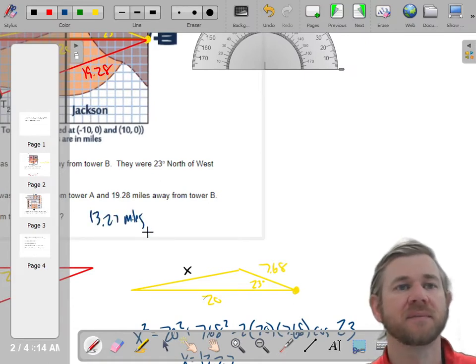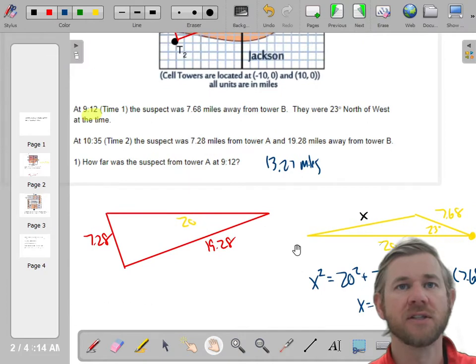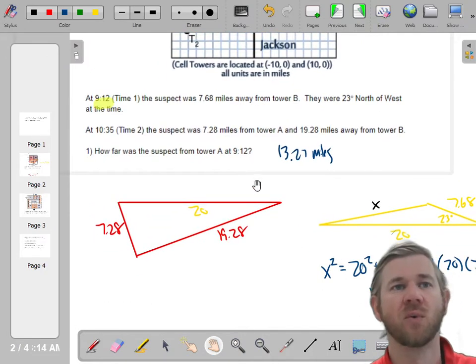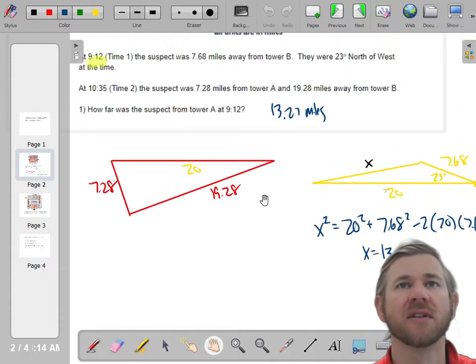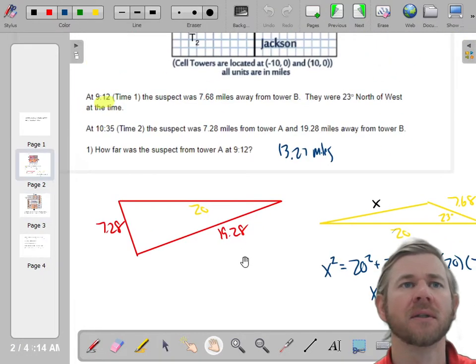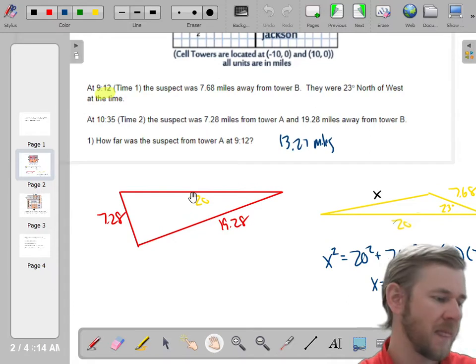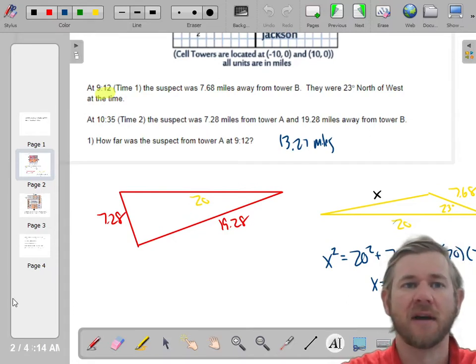And these are miles. Okay, so first thing, they were 13.27 away. And now the second question, where is the second question? I know there's another part to this. Is that on the next slide? Okay. Well, there is another part, and I'll type it out because I don't know why it's gone.